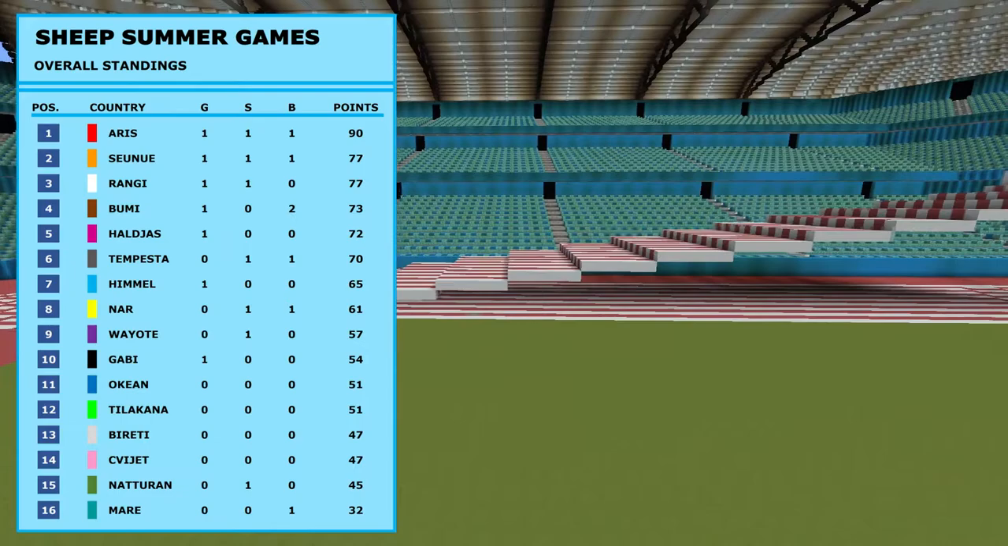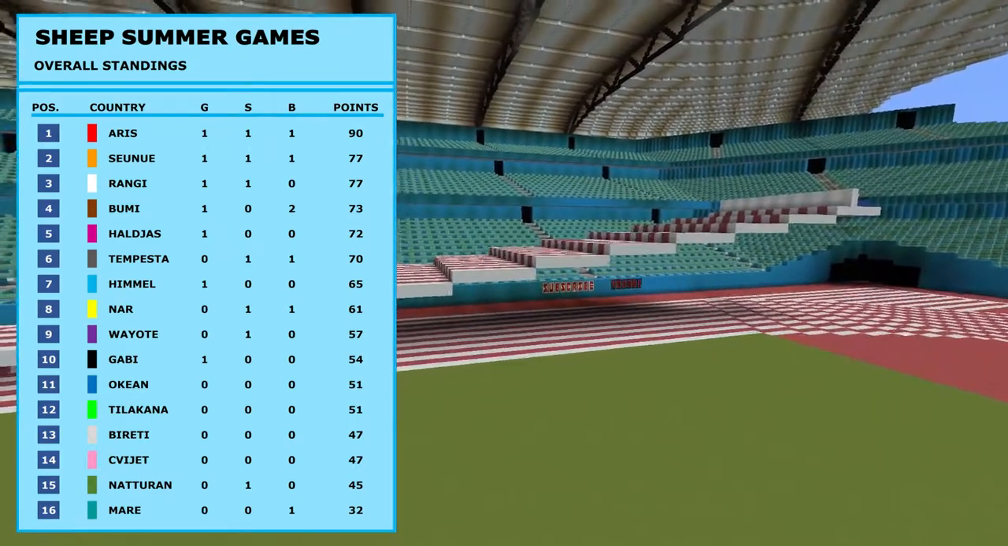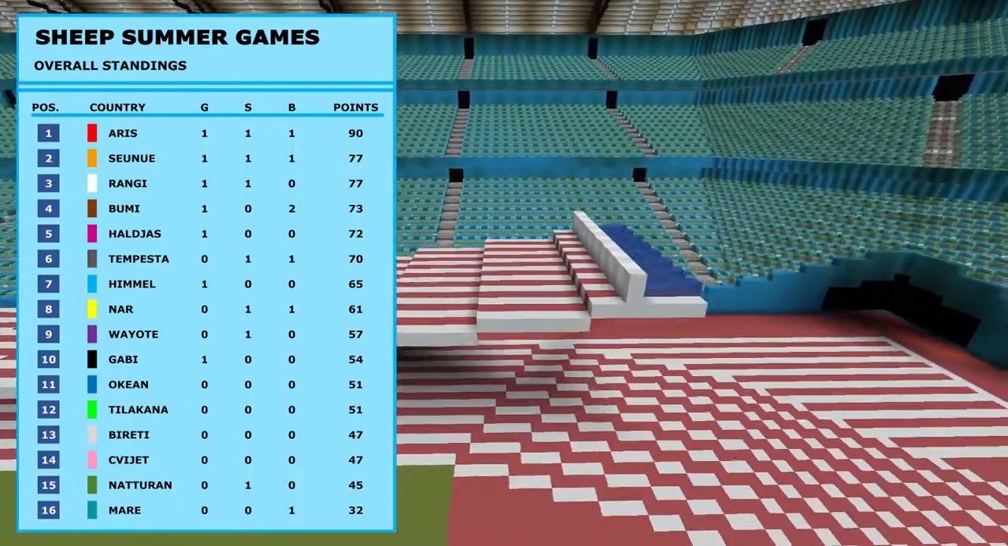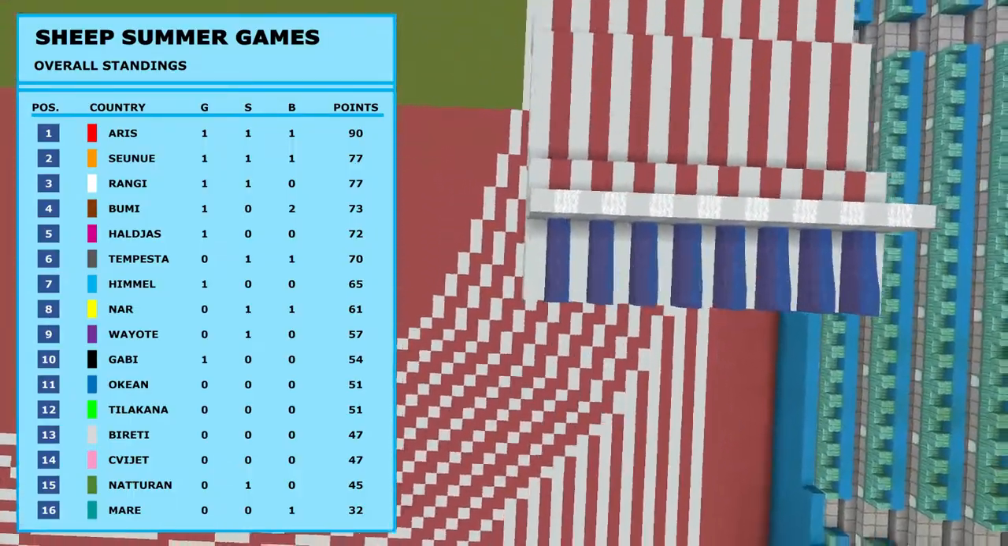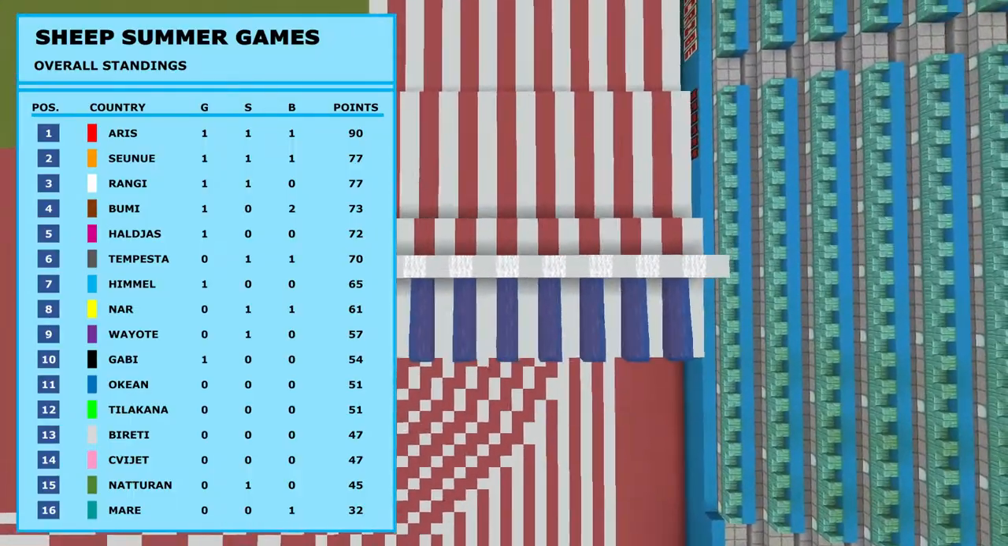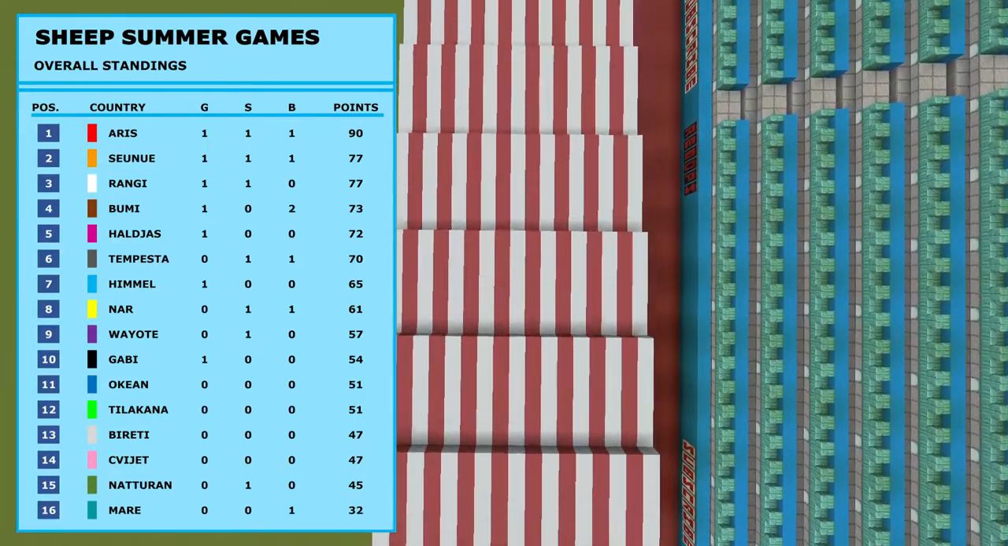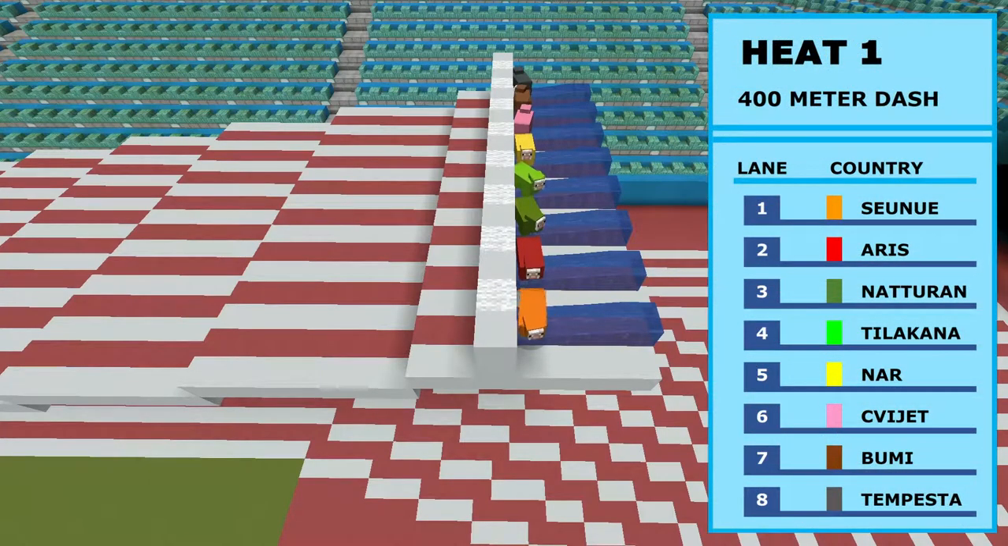Aris currently in the lead with 90 points, Sanu and Rangi tied with 77 in second and third. This is the event where we'll shake up the final standings and we'll find out which sheep will be the overall champion of the Sheep Summer Games. I can't believe how fast this season has gone by and that we're already here in the last event, but we can't let that take away from how exciting this last event will be. I'm excited to see which sheep is the fastest here.